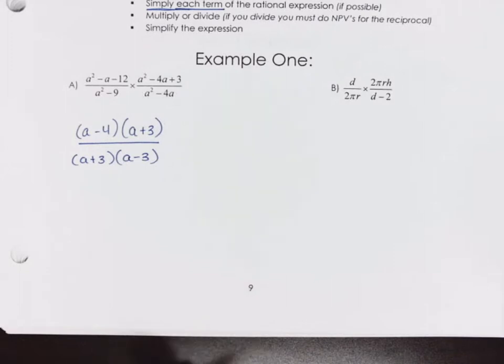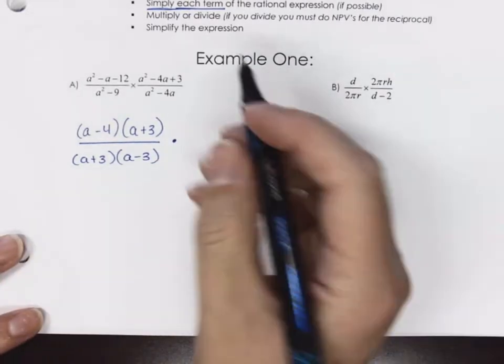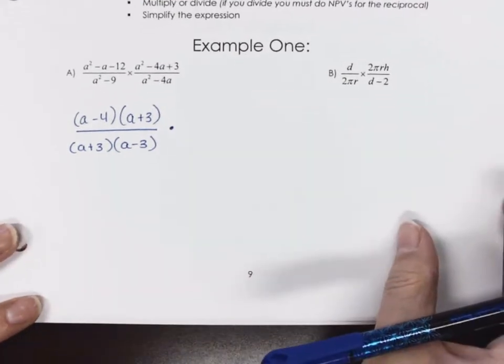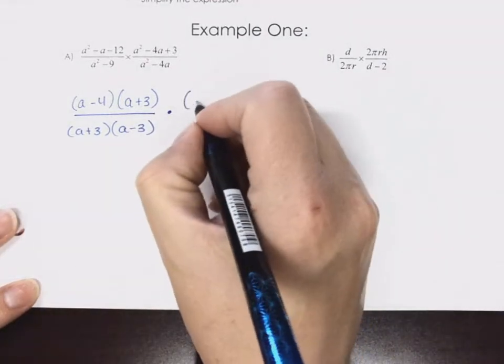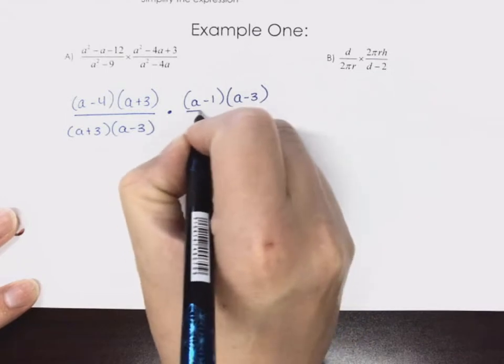Anybody excited? Anybody see what we can do right now? Okay, but don't get too excited and do it. Don't cross those out yet, because we haven't done our NPVs yet. We're multiplying those by, what are the factors of positive 3 that add up to -4? -1, -3. So a minus 1, a minus 3.